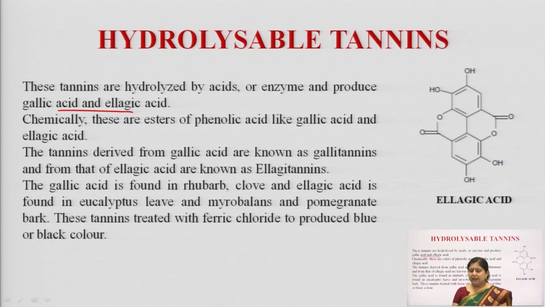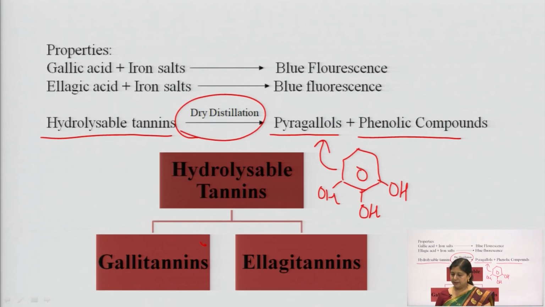Chemically, these are the esters of phenolic acids like gallic acid and ellagic acid. The tannins derived from gallic acid are known as gallitannins and those derived from ellagic acid are known as ellagitannins. Gallic acid is found in rhubarb and clove, and ellagic acid is found in eucalyptus leaves, myrobalan meaning the baheda, ashoka, and arjuna. Pomegranate bark also contains ellagitannins. These tannins, when treated with FeCl3, generally produce a blue black coloration.